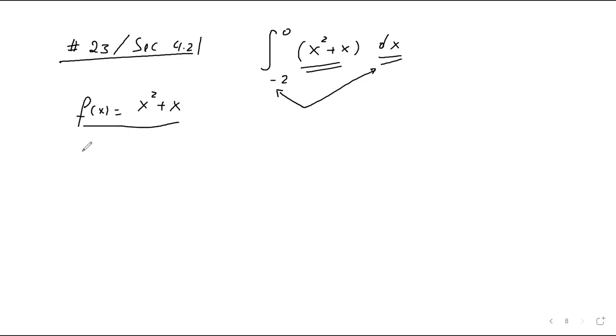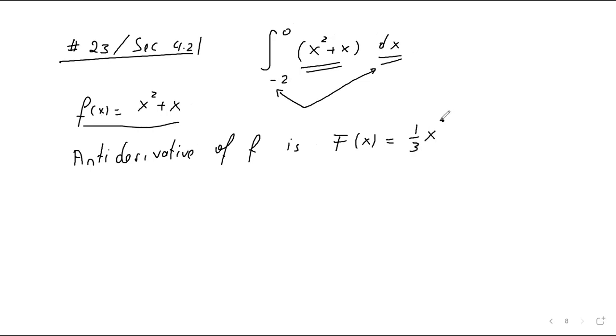So this is the function. The antiderivative of lowercase f is this one: F of x equal to 1/3 x cubed plus 1/2 x squared, right? That's a good one. And when we do the integral from -2 to 0 of x squared plus x dx, all we have to do is evaluate this function at the numbers 0 and -2.